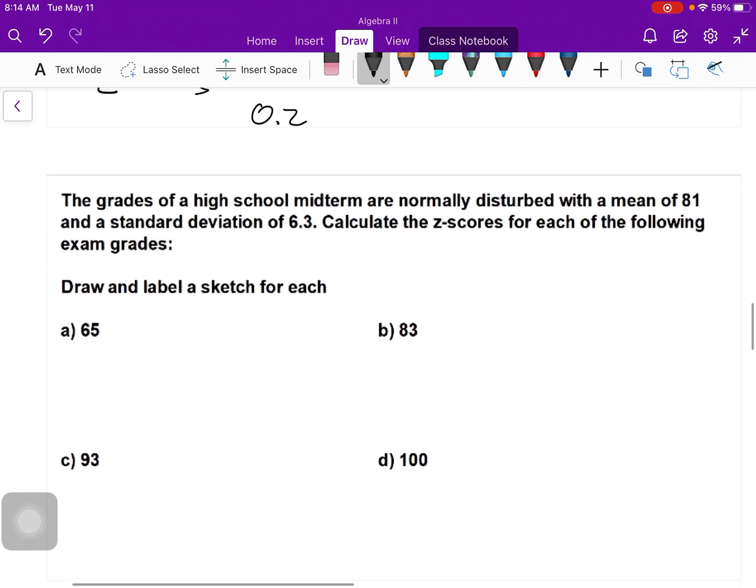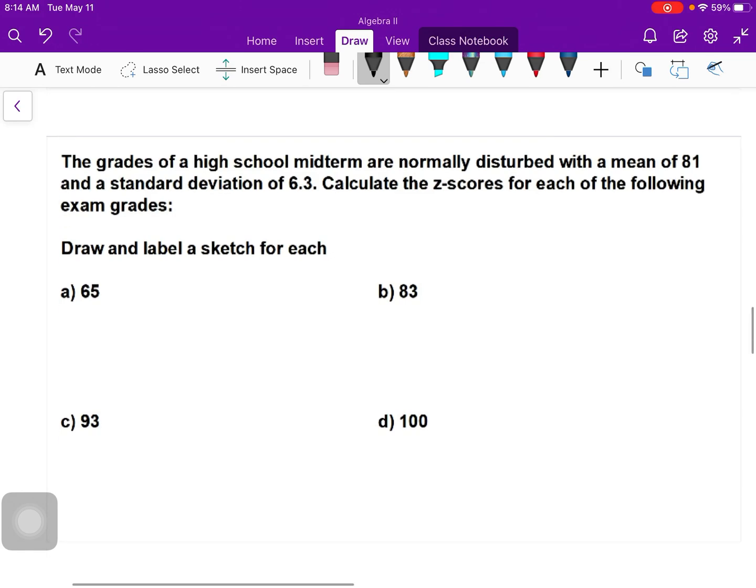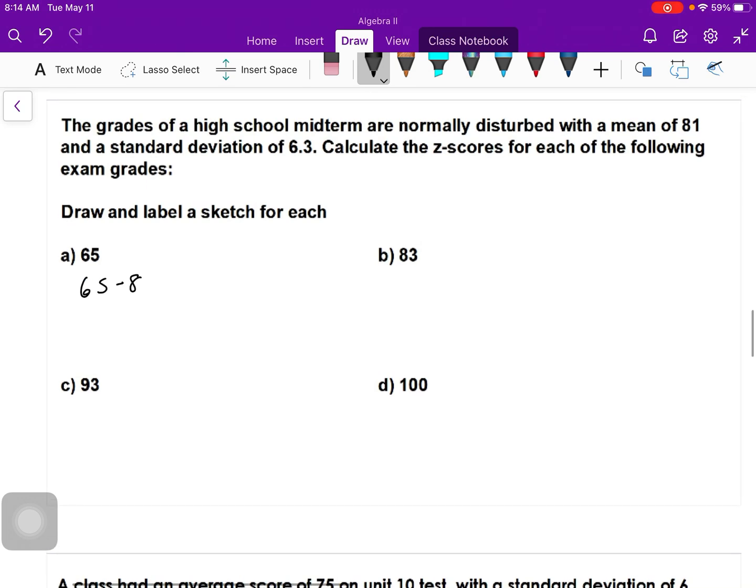Okay, so here's what I'm going to do. I am going to help you calculate the Z-scores of the following midterm scores with a normal distribution. Okay, so it's just the Z-scores again. But this time I'm going to draw and sketch something to go along with it. Divided by standard deviation of 6.3. So 65 minus 81, divided by 6.3. Yeah, so I get a negative 2.539, but I'll round it to negative 2.54.